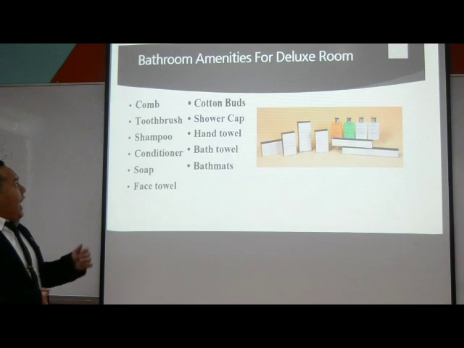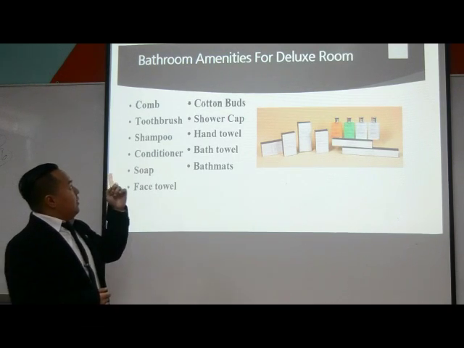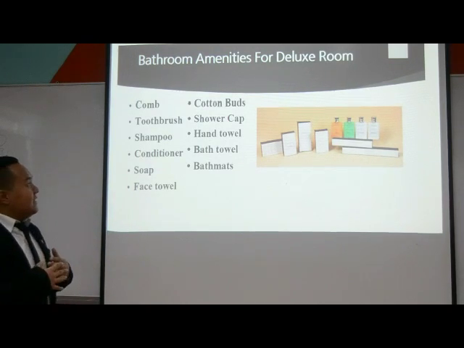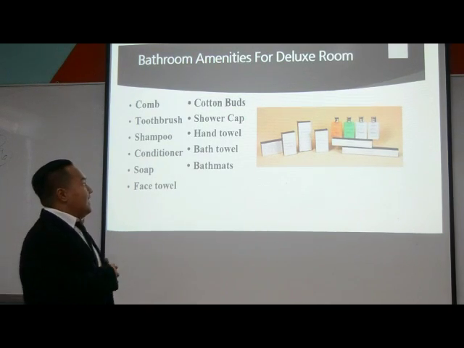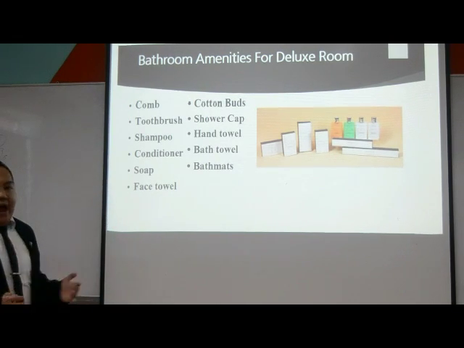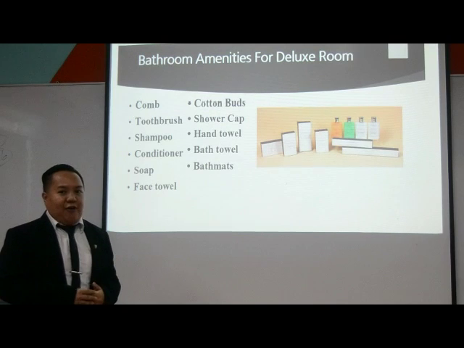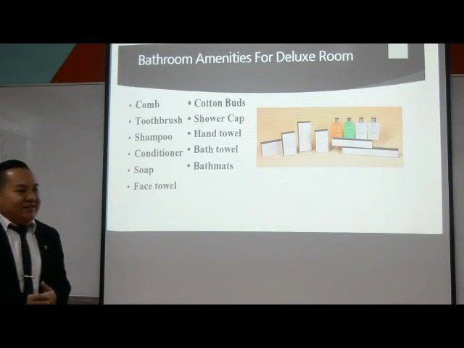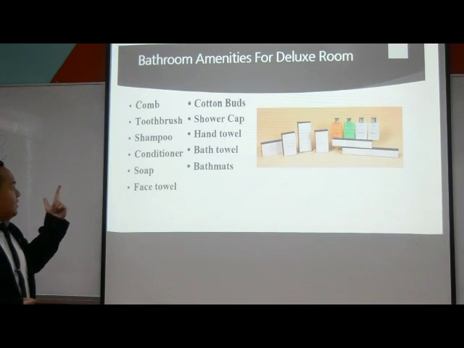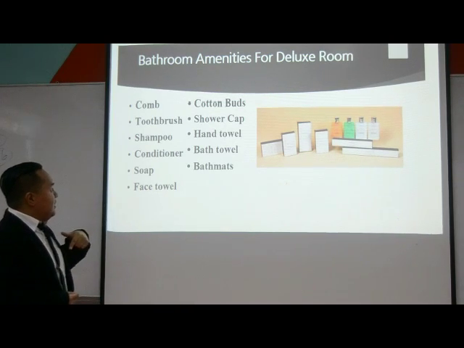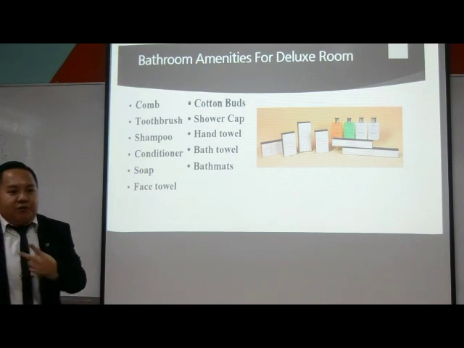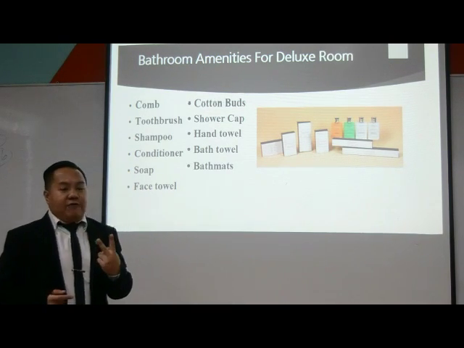Yes, I want to give you an example of our bathroom amenities in our deluxe room. This is the standard of amenities. As a supervisor of room attendants, you have to know it. First is a comb, and then toothbrush, shampoo, and conditioner. One more thing, for the toothbrush, we always provide 2 toothbrushes in every room.